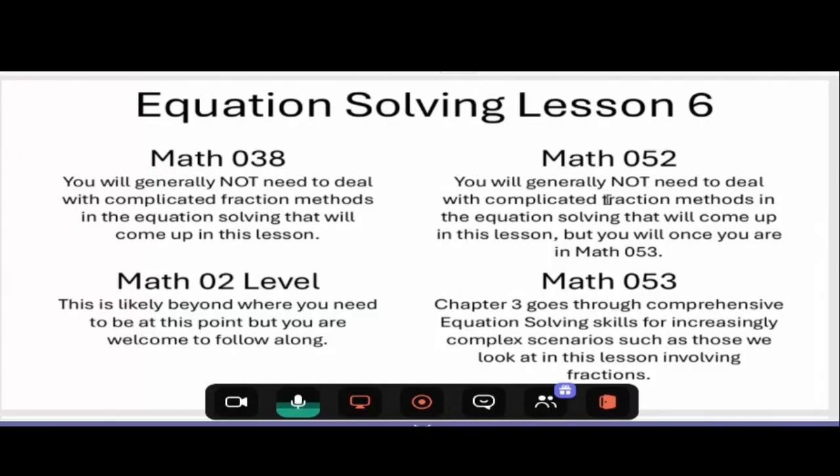In 038, we tend to not fight through the fractions so much. In the 05 level courses, it is actually very important because of where you're going in future courses to be able to work those fractions out. And yeah, good. All right.